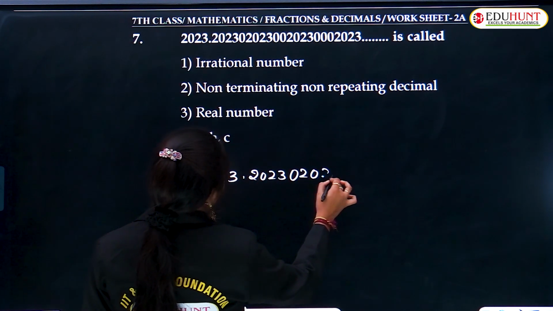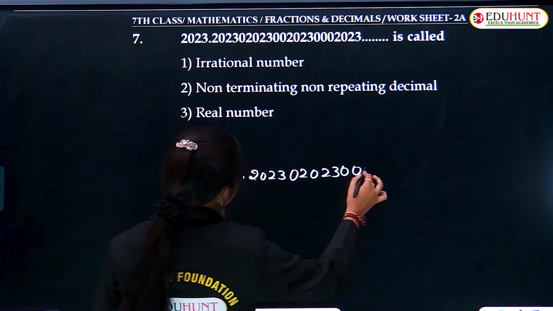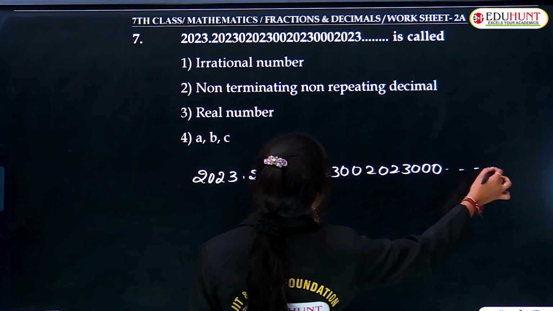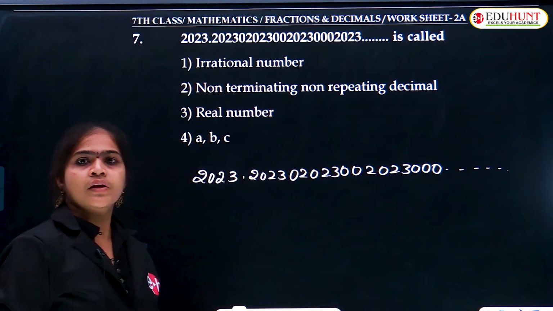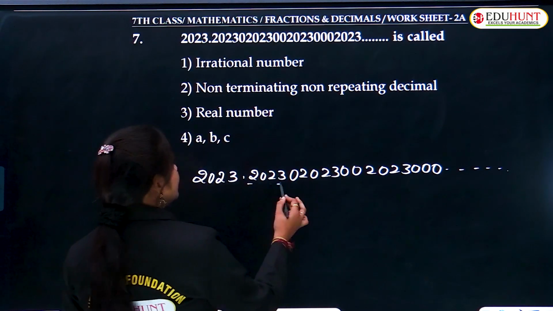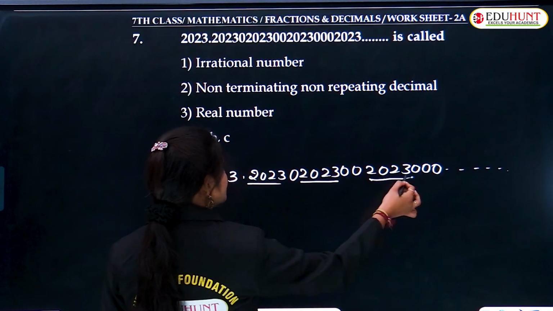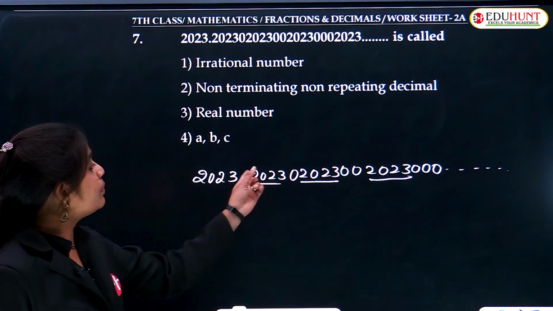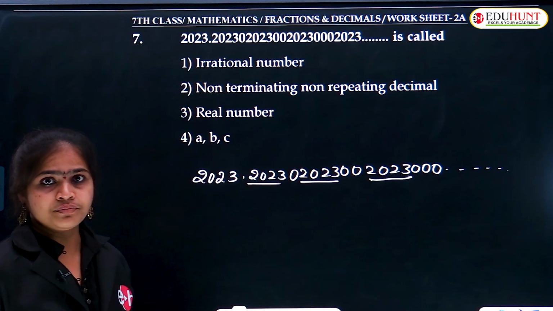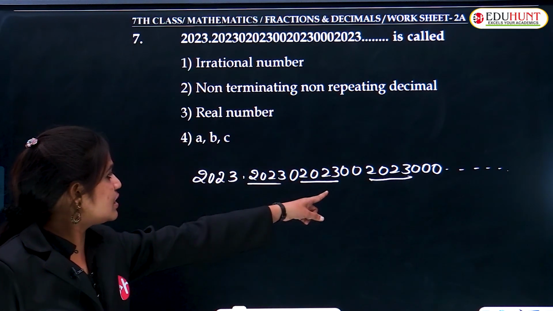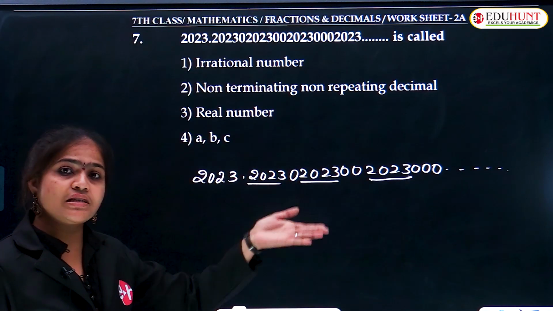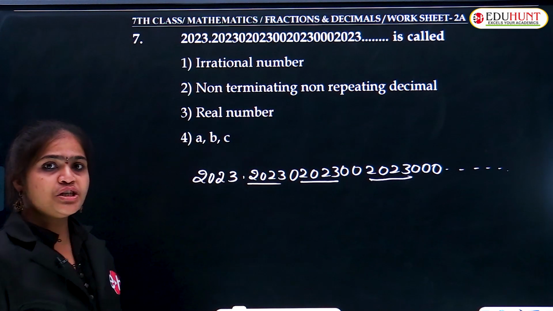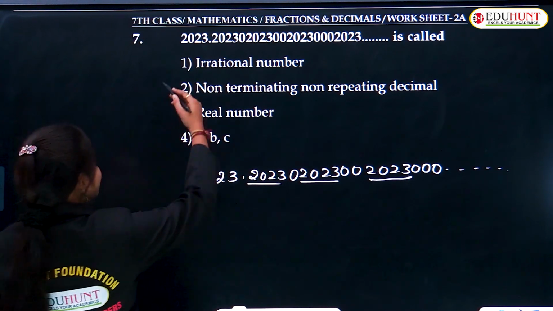0, 2023 00, 2023 000 and so on, like this. Understood? Here 2023 and 0 is there, then 2023. That number is in repetition, but in between the two numbers, the number of zeros keeps changing. Here 1 zero, here 2 zeros, 3 zeros, next 4 zeros will come, like that. Is it an irrational number or not? Yes, of course this is an irrational number.